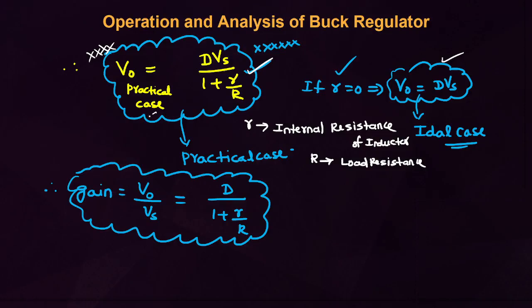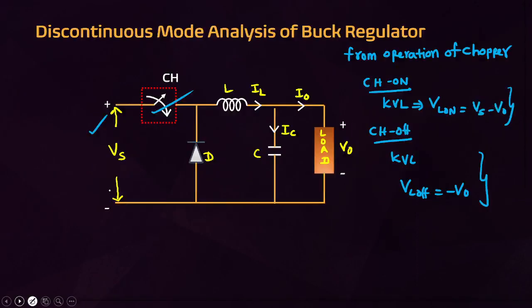Then in a practical case, the output voltage by input voltage is called the gain. Gain is D by (1 plus small r by capital R). Sometimes the gain is also asked. Next, what is the discontinuous mode analysis?